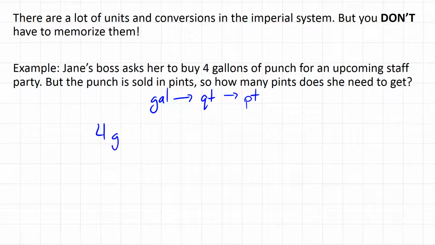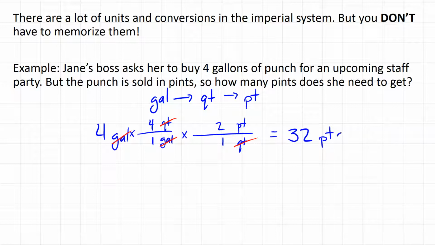We have 4 gallons, and we're going to multiply it by a fraction with gallons on the bottom and quarts on top. And then we're going to multiply it by another fraction where we want to get rid of our quarts, so that's going to be on the bottom, and we want to be left with pints. And now we'll fill in these relationships. So there are 4 quarts in every 1 gallon, and there are 2 pints in every 1 quart. And we'll see gallons cancel away, quarts cancel away, we're left with pints. So we have 4 times 4 times 2 is 32 pints. And so now Jane knows how much she needs to buy for that staff party.